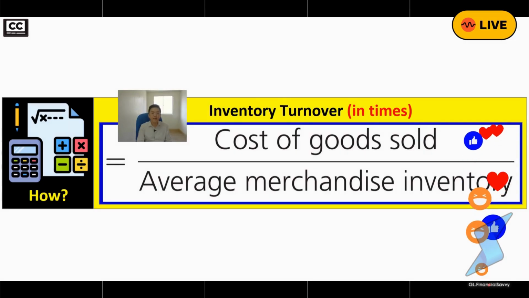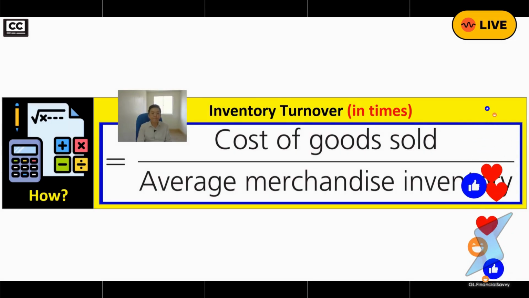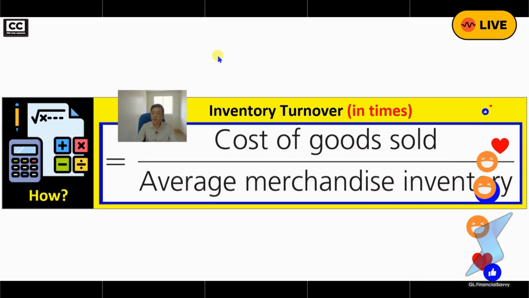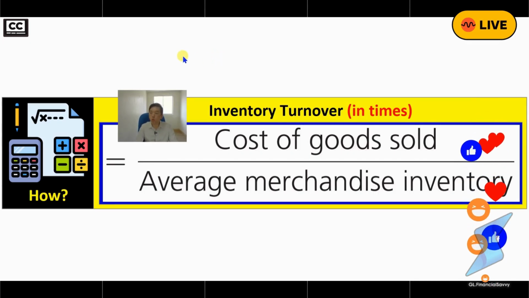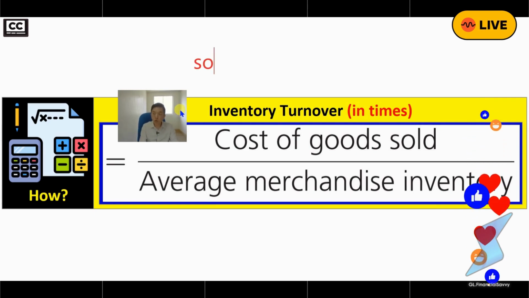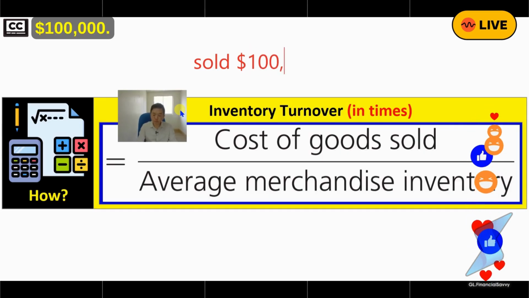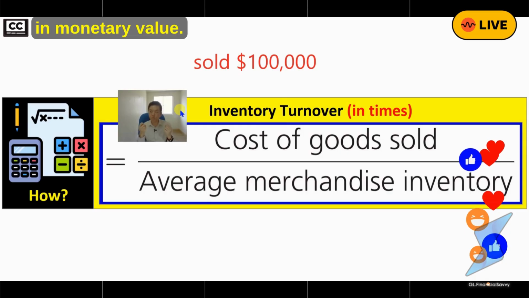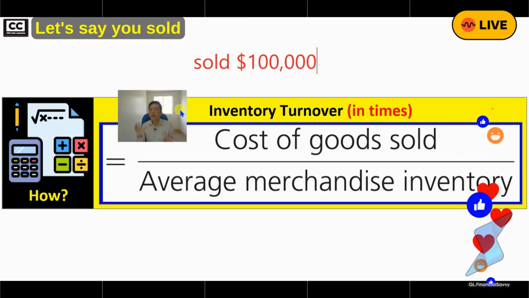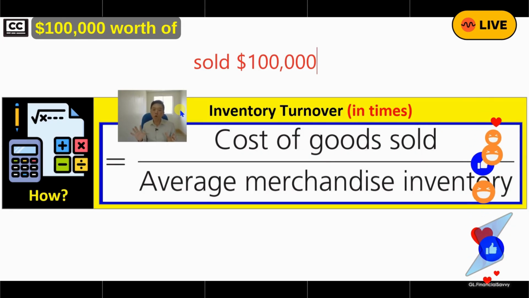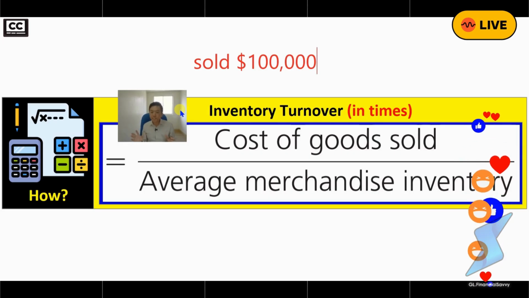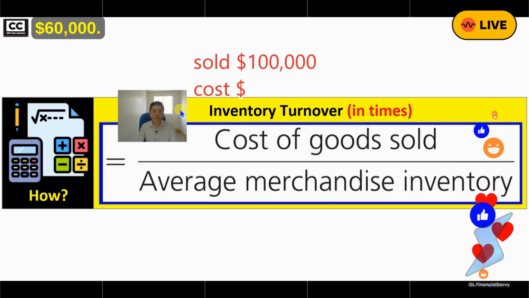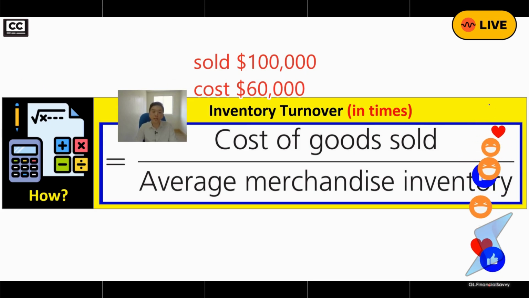So let's say you sold 100,000, which means in monetary value, 100,000 worth of products, and let's say it costs you 60,000. Okay, let's say 60,000.